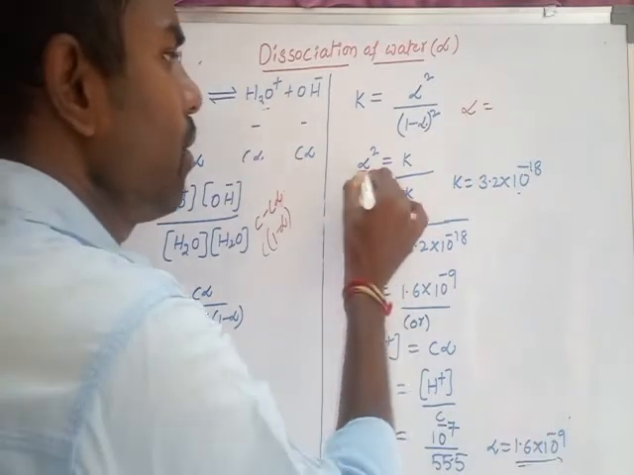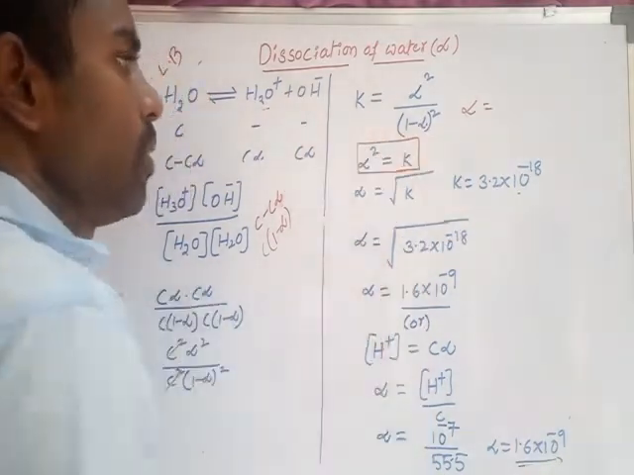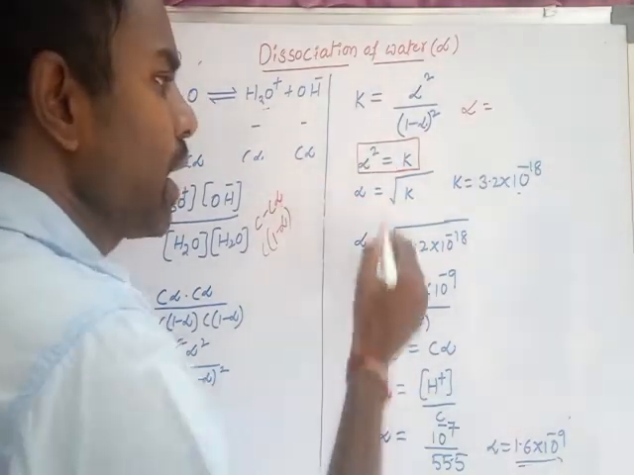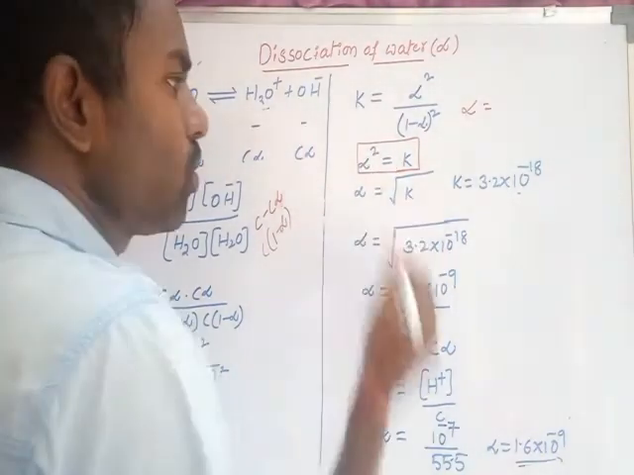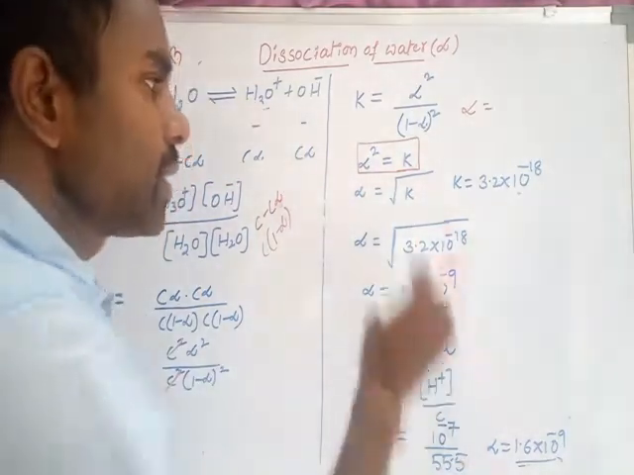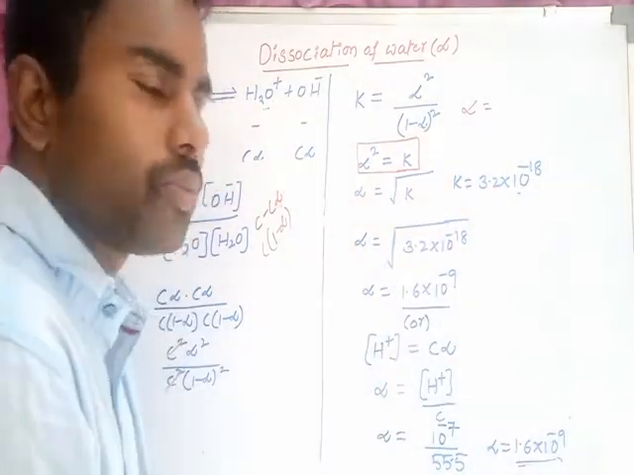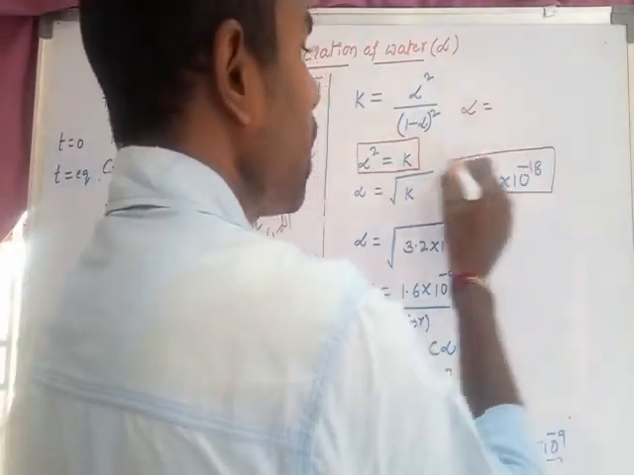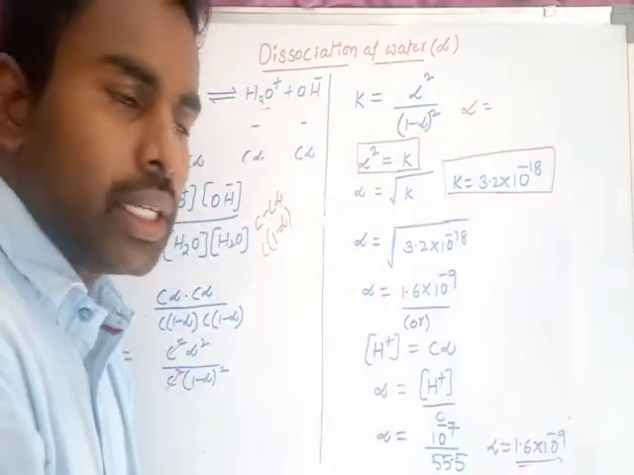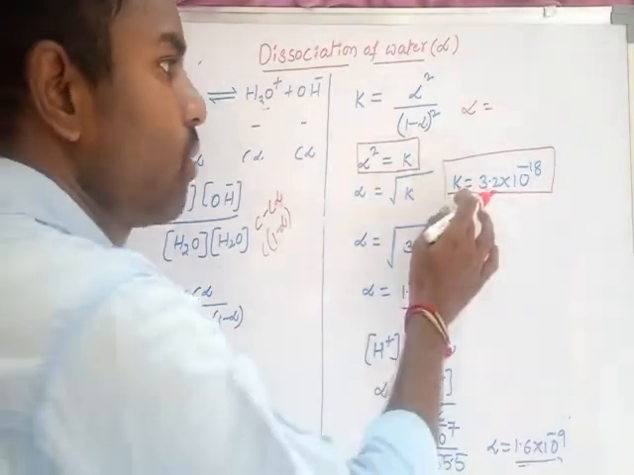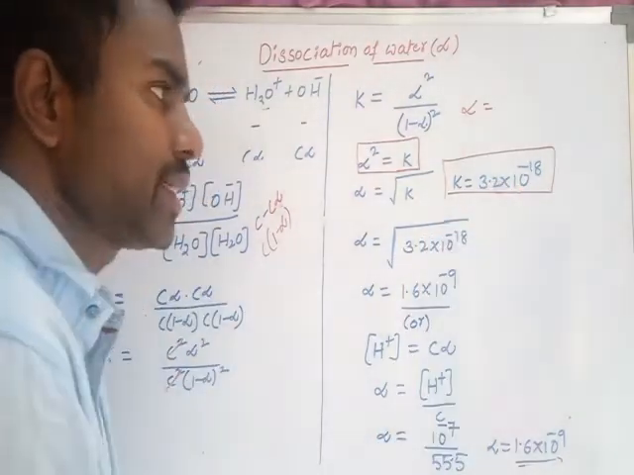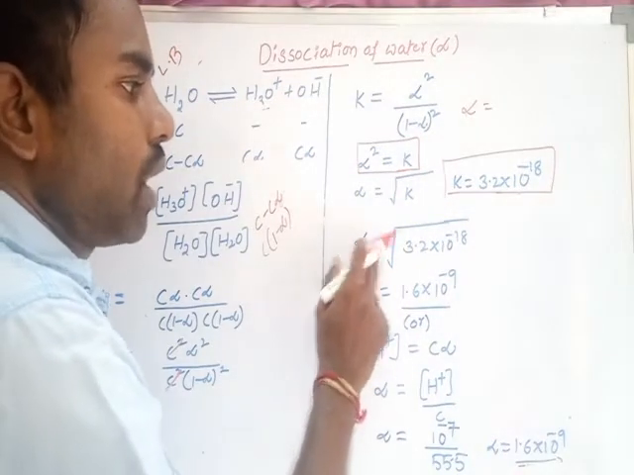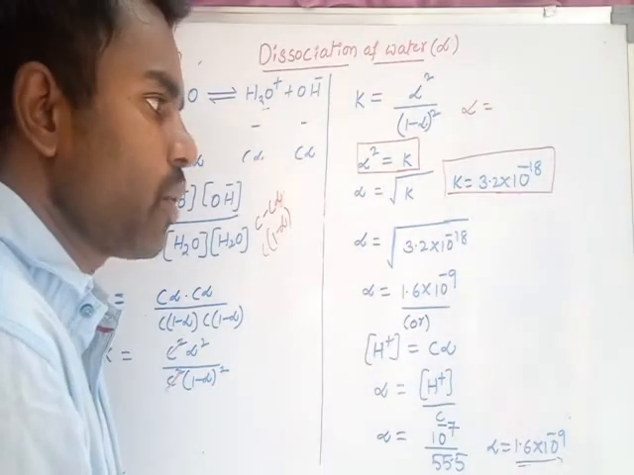Finally, alpha squared equals K, so alpha equals the square root of K. K is the equilibrium constant of water. For 2 moles of water, what is the equilibrium constant? I already told you in the previous class: K equals 3.2 times 10 to the power minus 18. Then alpha equals the square root of 3.2 times 10 to the power minus 18.